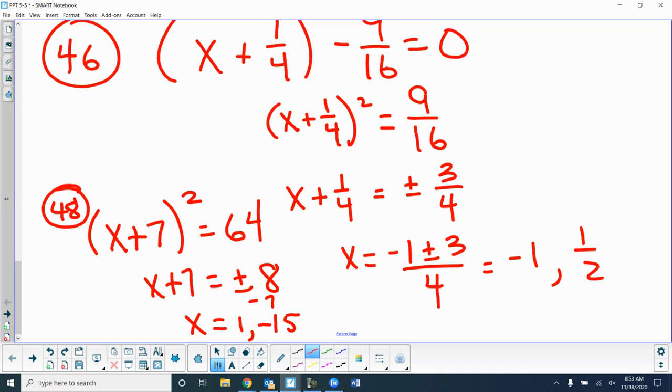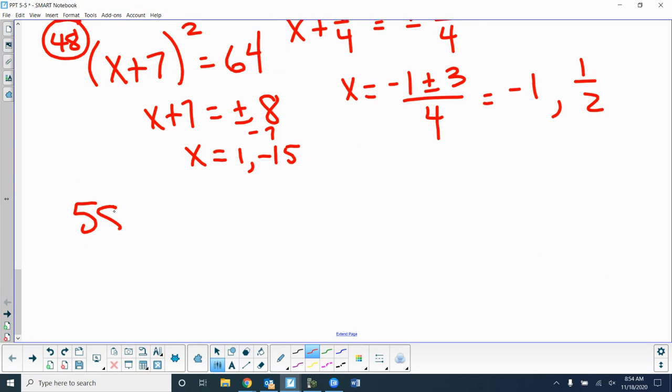52 was -21 and -1. So they used completing the square for that. 54 was -3/2 and 4. 56 was 2 plus or minus the square root of 15. And 58 was -5 plus or minus 2 radical 15 over 5. Let's look at 58. That was kind of tough.